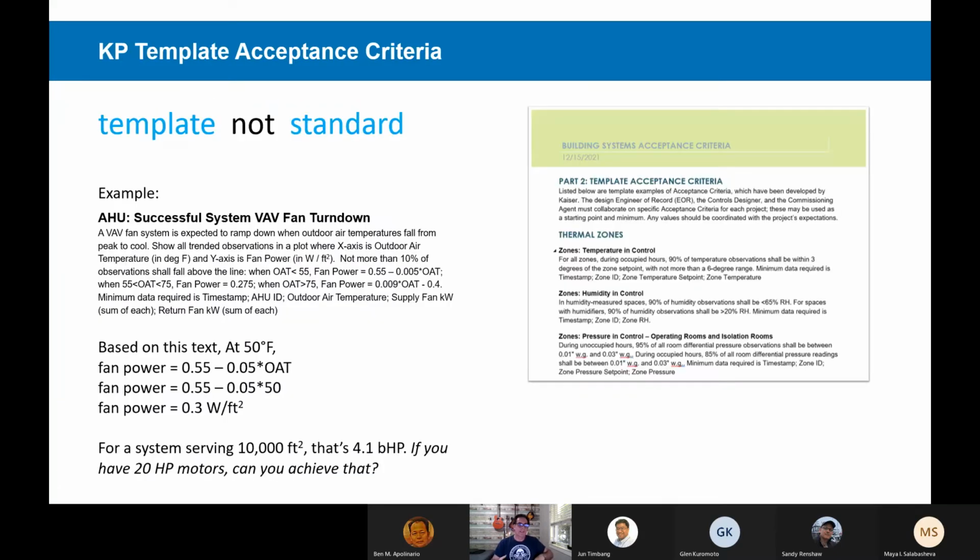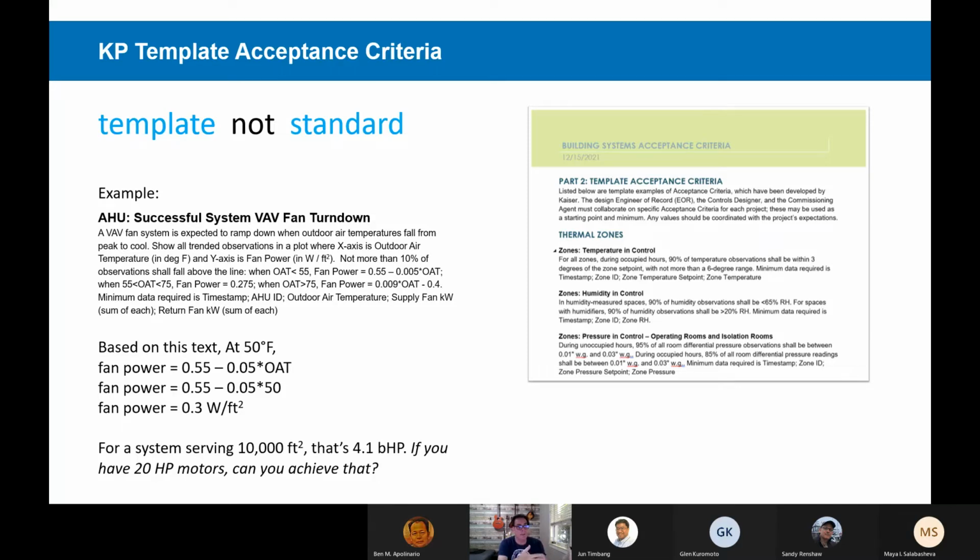So my group maintains a template acceptance criteria, and I'm emphasizing the word template. This is a template and not a standard. I'm of mixed minds about this. First off, I'm very glad we have it so our designers can lean on it. It definitely shows what acceptance criteria should look like. But on the other hand, we absolutely need design engineers to own their own acceptance criteria for their own designs.